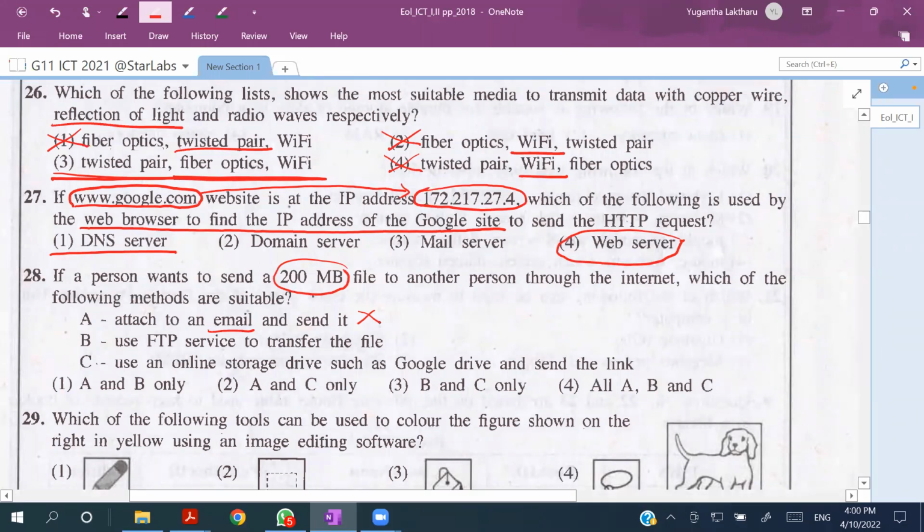Use FTP service to transfer the file. Yes, file transfer protocol will help. Use an online storage drive such as Google Drive and send the link, of course. So B and C is going to be the answer for the 28th.